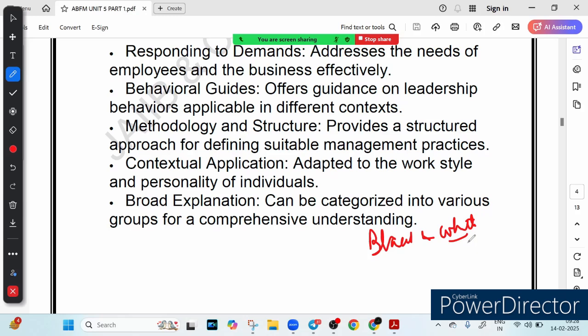So what we learned is that leadership is not just about being the boss. It is about understanding human behavior, structuring management practice, and adapting to the situation. What kind of leadership style do you prefer? Strict or flexible?